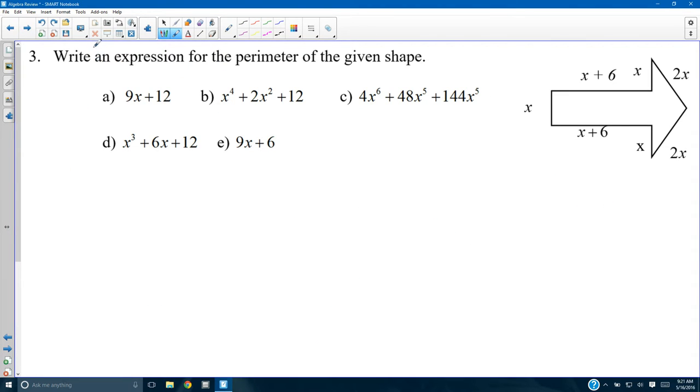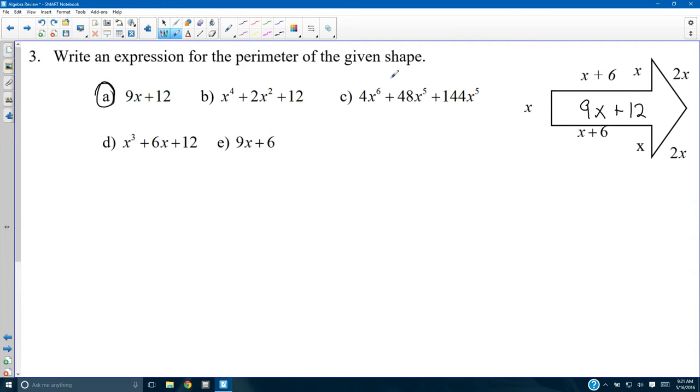Number 3, write an expression for the perimeter of the given shape. We have a little arrow here, and they identify each individual part here. You just have to write out which one this ends up being. Now, perimeter is not area. Perimeter is perimeter. You add up the sides. x plus x plus x plus 2x, that's 5x, plus x is 7x, plus x 8x, plus x 9x. 9 x's, here's a 6, here's a 6, that's 12. And that's all.